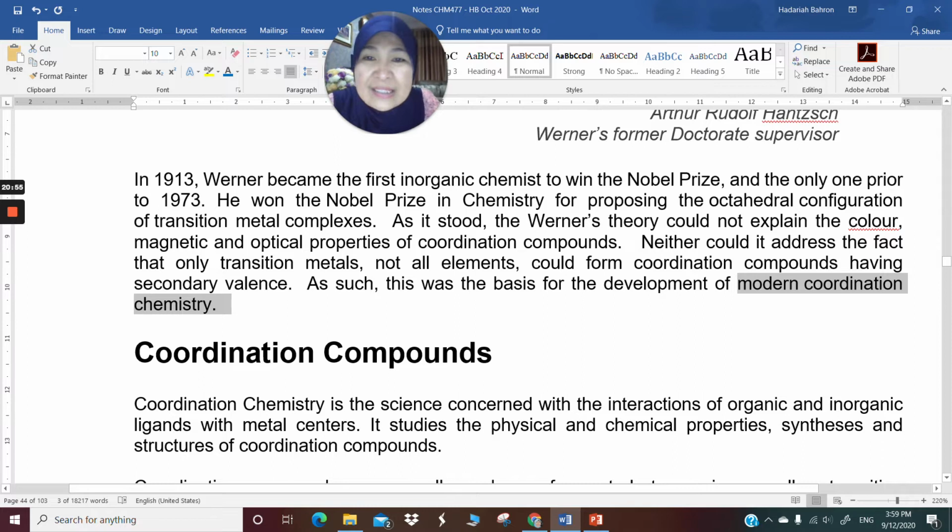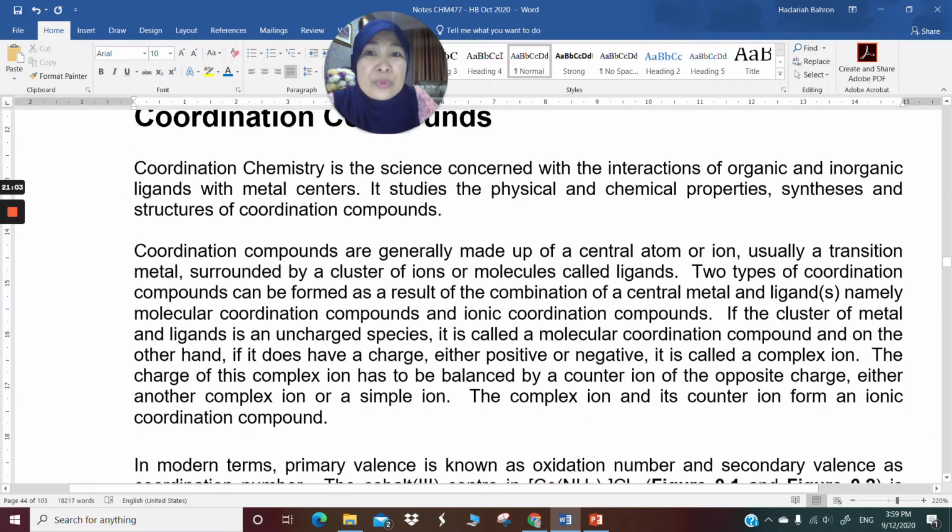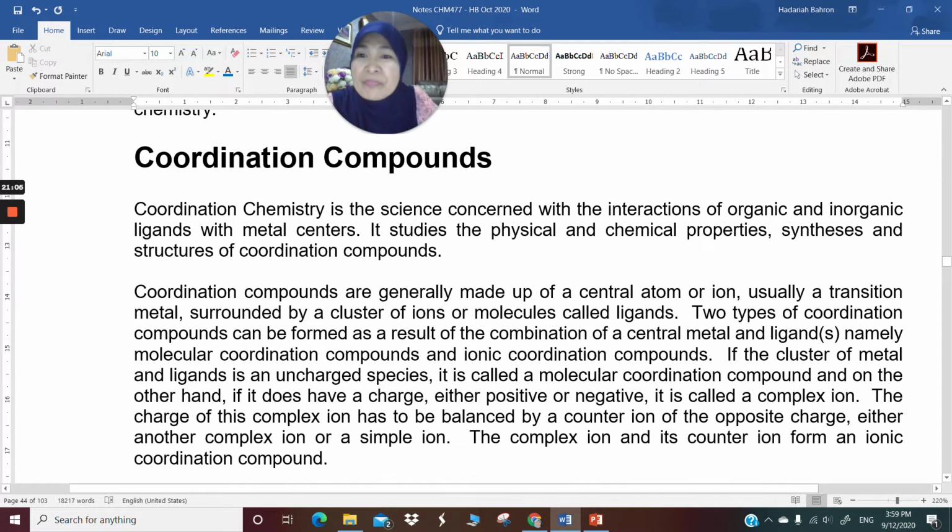You're going to meet this later when we talk about crystal field theory. Before we go into crystal field theory, I'm going to introduce you to coordination compounds. Coordination compounds are generally made up of a central atom, usually a metal, surrounded by a cluster of ions or molecules called ligands. You have a metal in the middle, and ligands, which are either ions or molecules that are attached to that central metal.